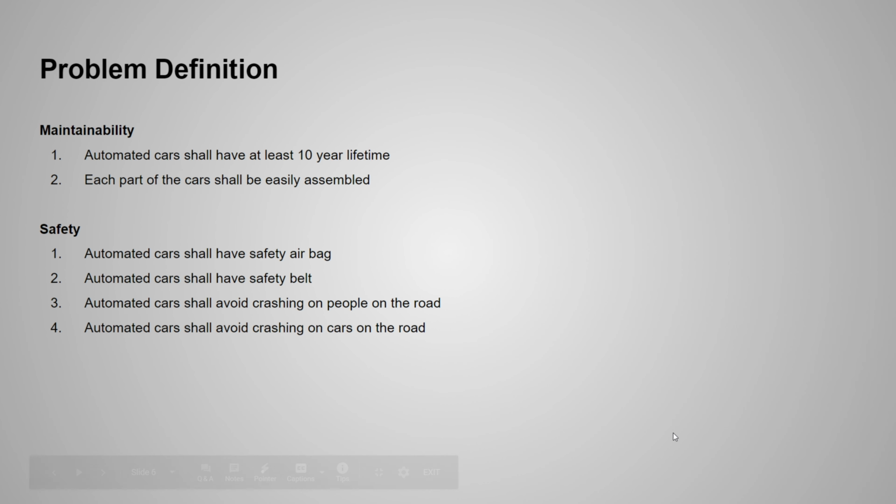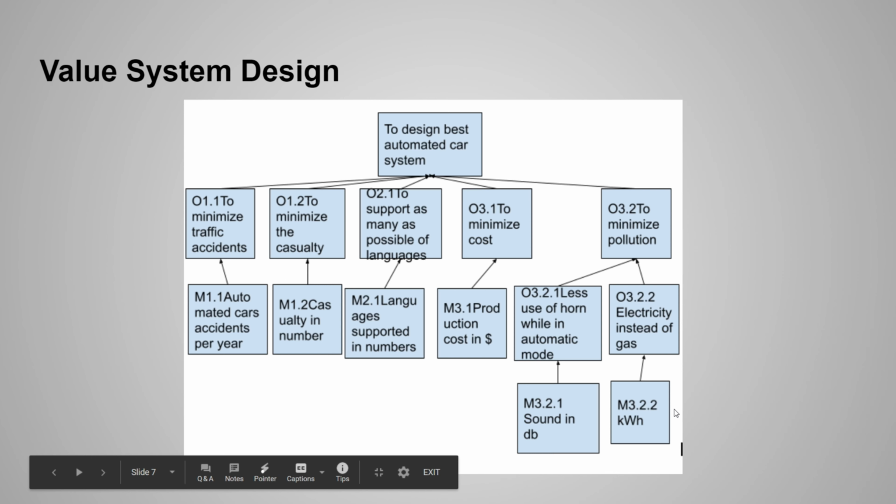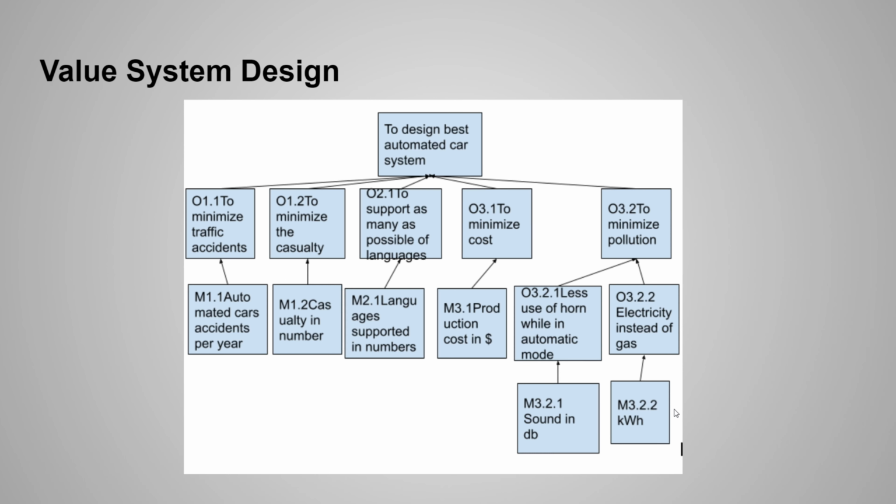In the safety problem, we want our car to have the ability of avoiding accidents actively to maximize the safety of both the passengers and drivers. Next part is value system design. We want to minimize both the traffic accidents and the casualty after accidents to improve our safety.